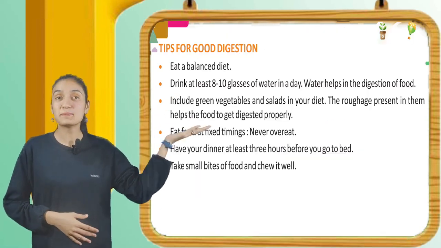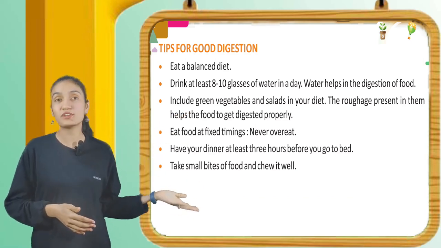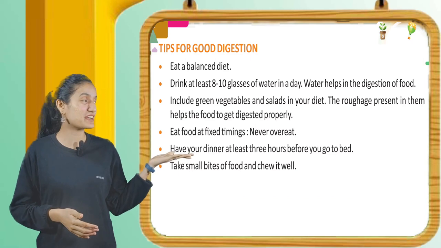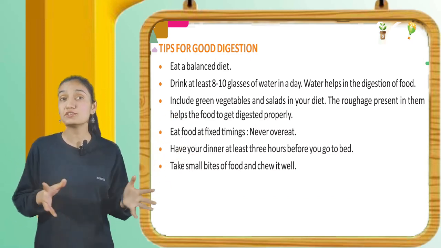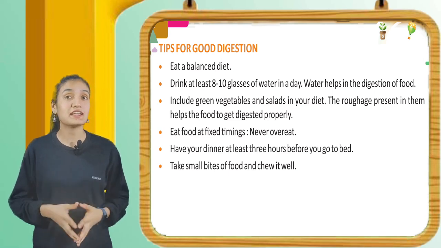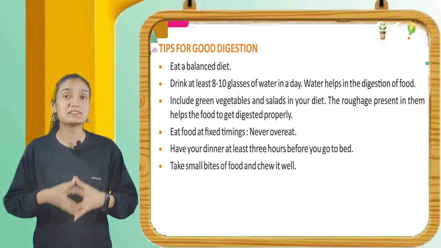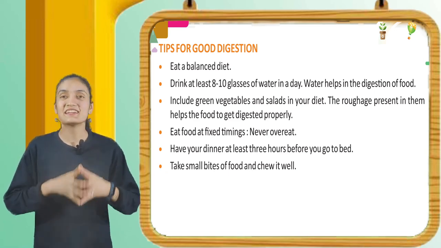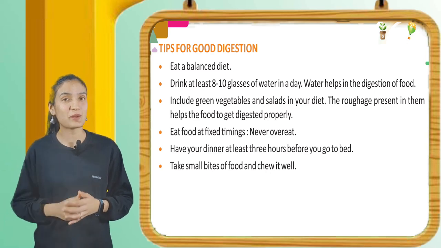Now, tips for good digestion. So students, here are some tips for the good digestion. Let's see what are they. Eat a balanced diet. Drink at least 8 to 10 glasses of water in a day. Water helps in the digestion of food. Include green vegetables and salads in your diet. The roughage present in them helps the food to get digested properly.